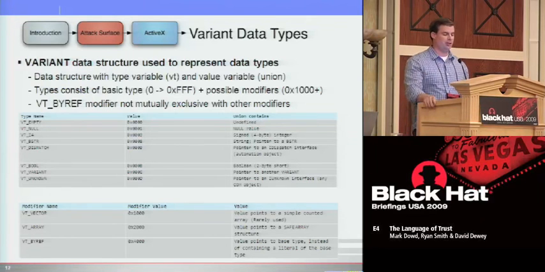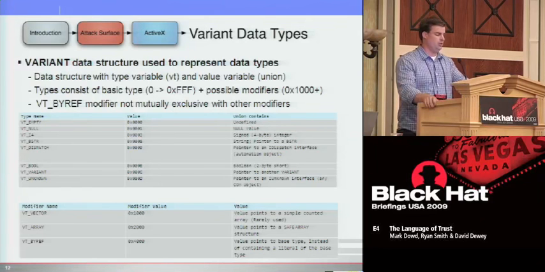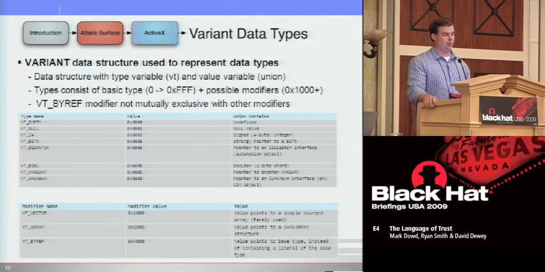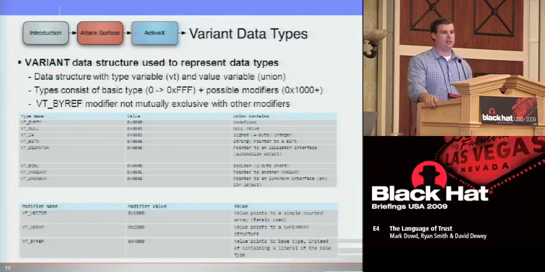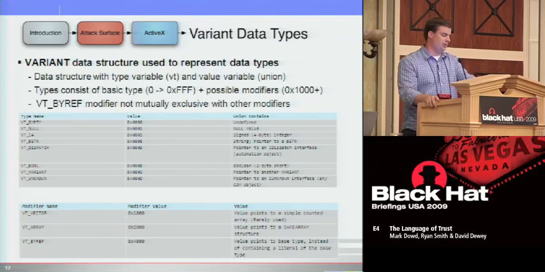So the variant data structure is one of the key data structures that's used in the marshalling of data between Internet Explorer and any of the plugins that it supports. Basically, it's just a data structure that defines the type of data that's going to be contained within the structure. Depending on that type, sometimes there's some metadata in there that will describe things like size. So like a BSTR will tell you how long it is, and then you just have the value of the data itself. The different data types that are supported range from 0 to 0xFFF.